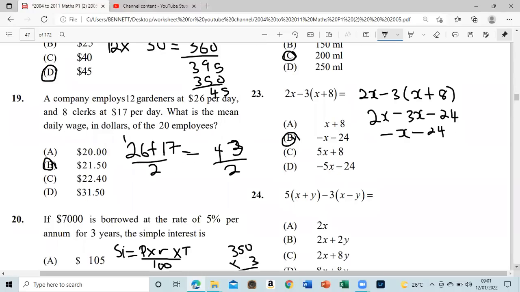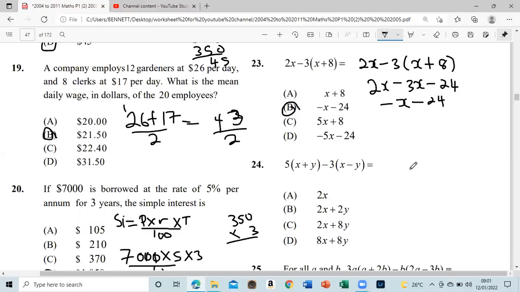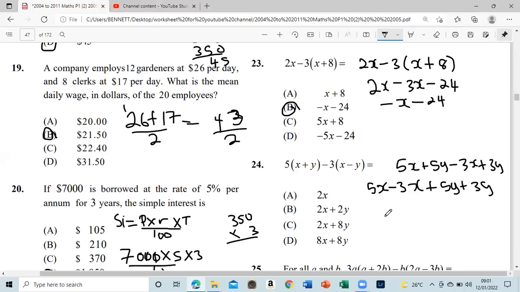All right, so let's expand the bracket now again. Bracket means multiply, so 5 times x, that's 5x, plus 5y. Negative 3 times x would be negative 3x, and negative times negative would be plus 3y. So group like terms now, which would be 5x minus 3x and 5y plus 3y, and we must keep the sign in front of it. So this will give us 2x, and that will give us 8y. So that would be C.